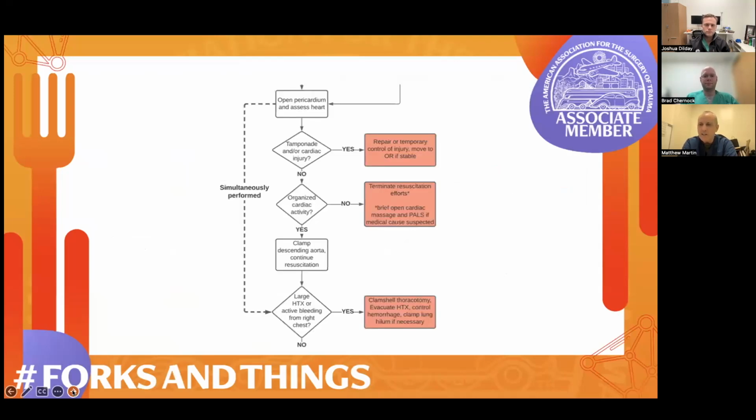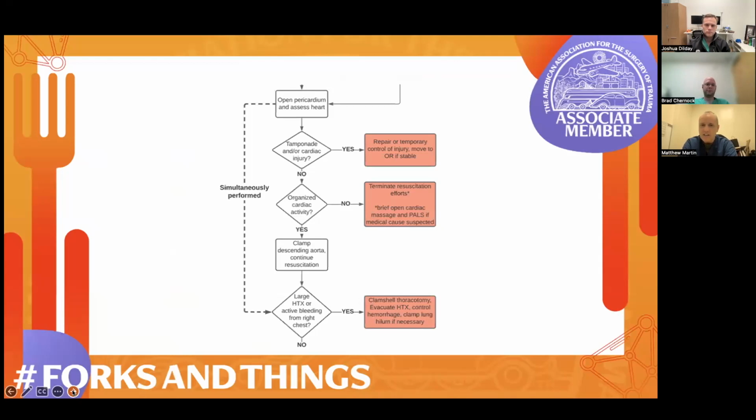If they don't have a left hemothorax, then we want to open the pericardium to assess the heart. And then you'll see that dotted line going to the bottom. That is for the case where there's a large bleeding from the right-sided chest tube, where we recommend extending to a clamshell. And these are performed simultaneously if you have evidence of large right-sided bleeding. So after opening the pericardium and assessing the heart, if there's tamponade or cardiac injury, yes, then we go to repair or temporarily control the cardiac injury and move to the OR as soon as possible. If there is no tamponade or cardiac injury, then we look for organized cardiac activity.